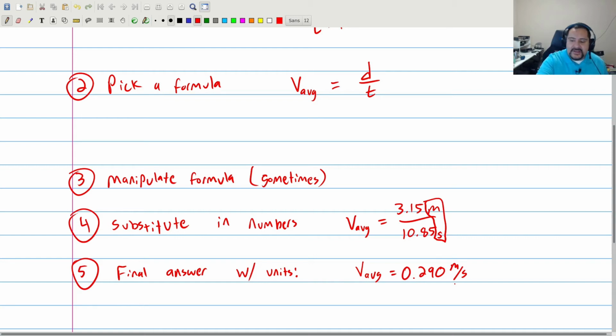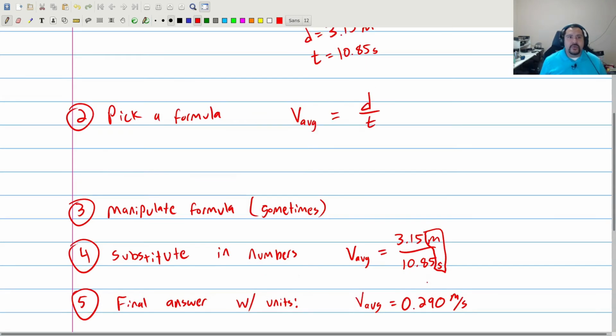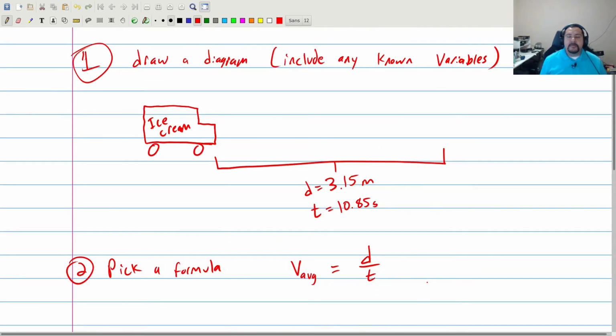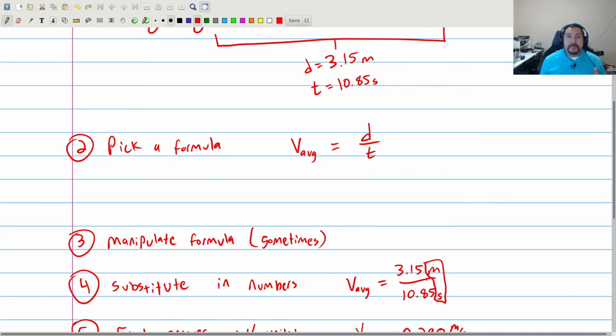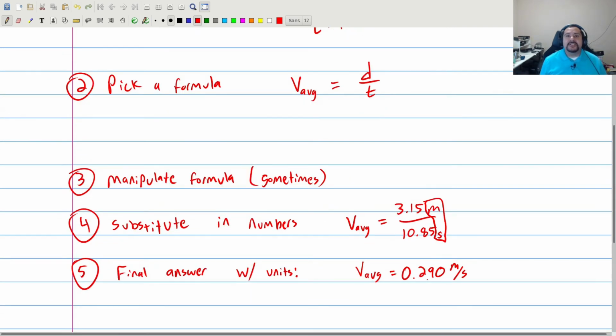All right, so as a recap, the 5 things you need to do when you're solving a physics problem. First, draw a diagram including any of your known variables. Then, pick a formula. Write it down without changing it. Third, manipulate the formula if you need to. Show me how you moved it around. Show me how you solved for a variable. Fourth, you're going to substitute in numbers. And then finally, you're going to give me the final answer with units.